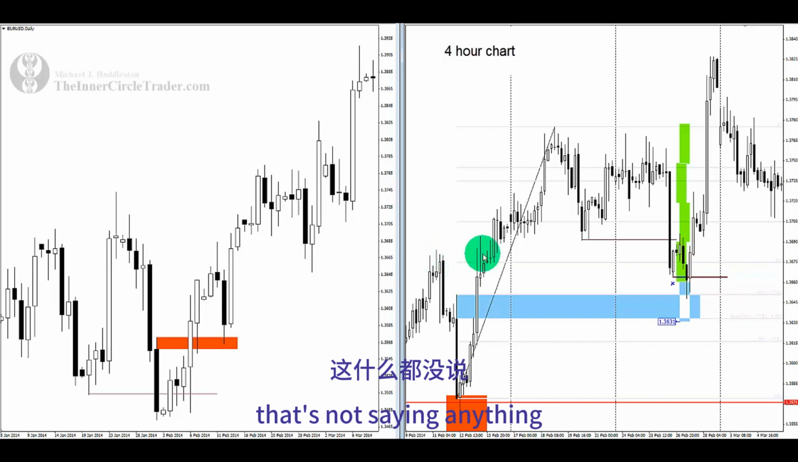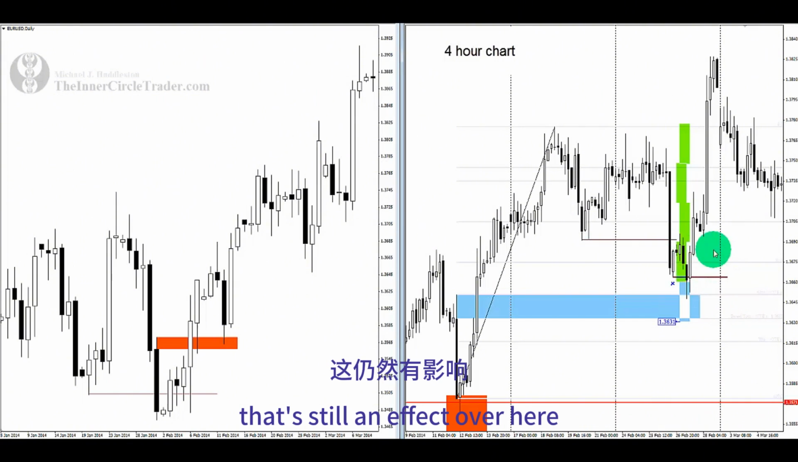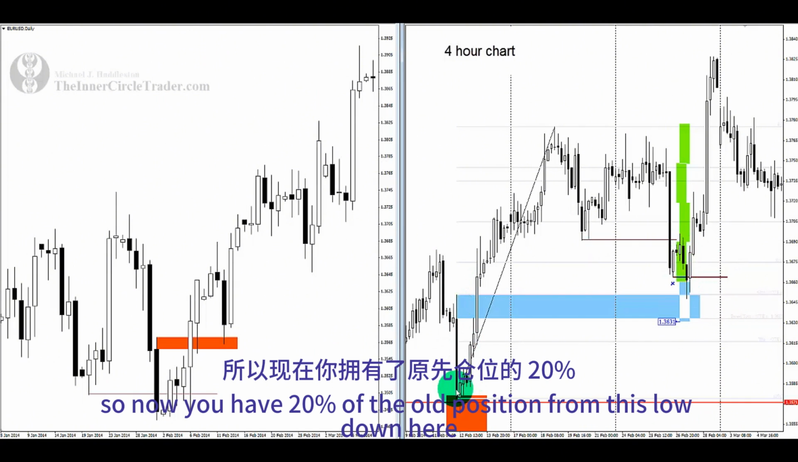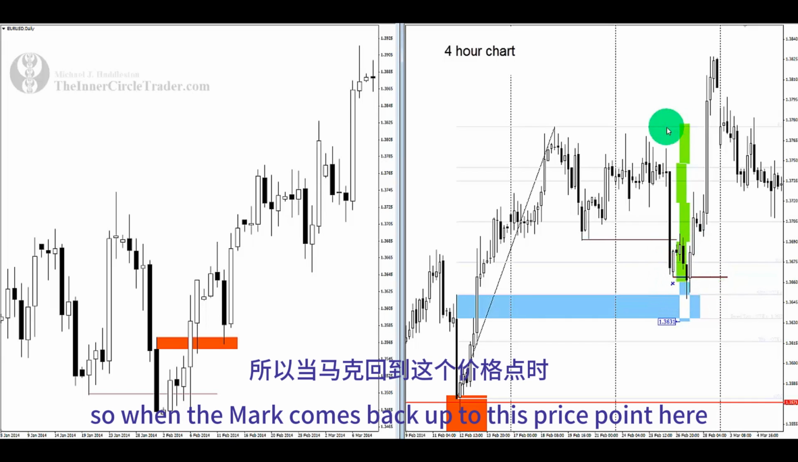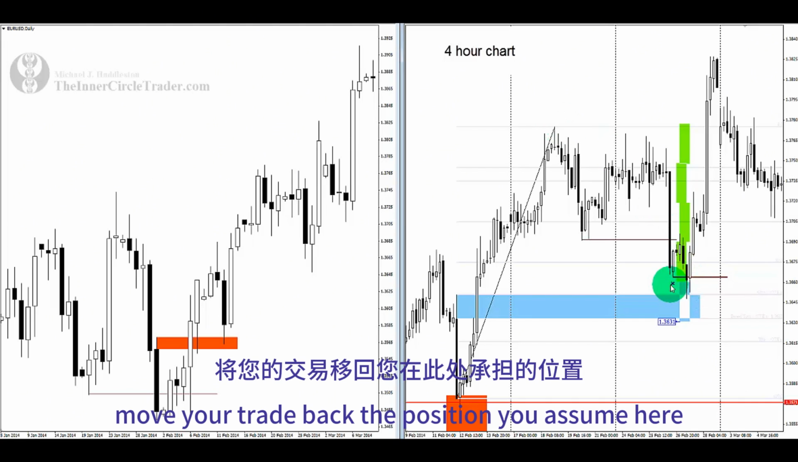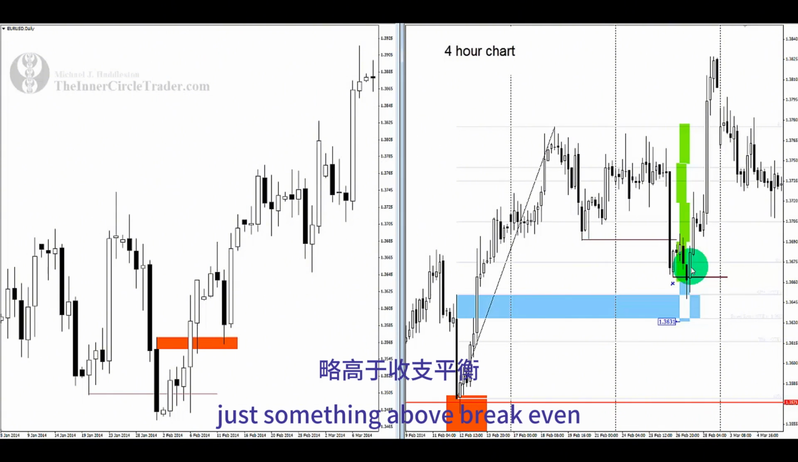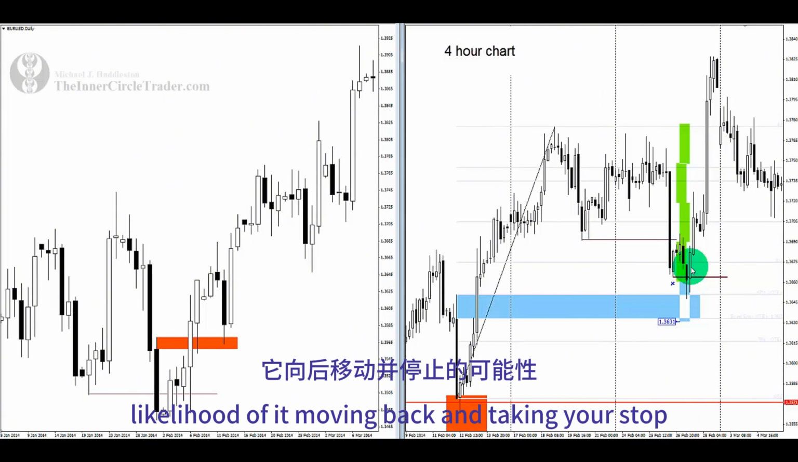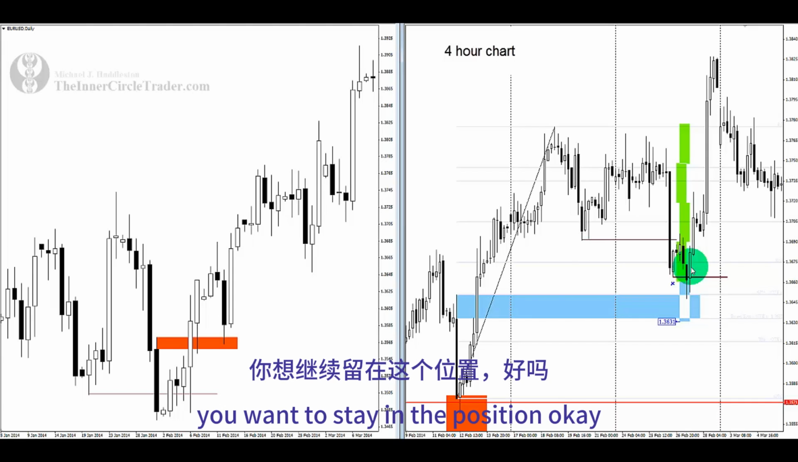And again, that's not saying anything about the remaining 20% on this old position. That's still in effect over here. So now you have 20% of the old position from this low down here, in addition to what you have here. So when the market comes back up to this price point here, you take again 75 to 80% of your trade off, move your trade back on the position you assumed here, move it up to plus 5, plus 10, plus 20, just something above break even. You don't want to have any likelihood of it moving back and taking your stop and taking you out of the marketplace. You want to stay in the position.